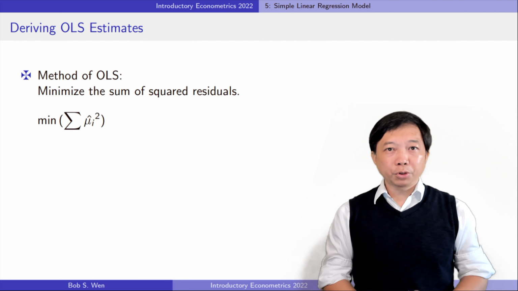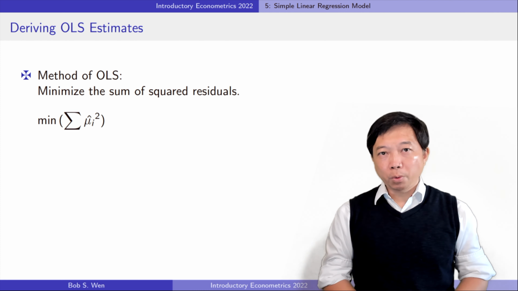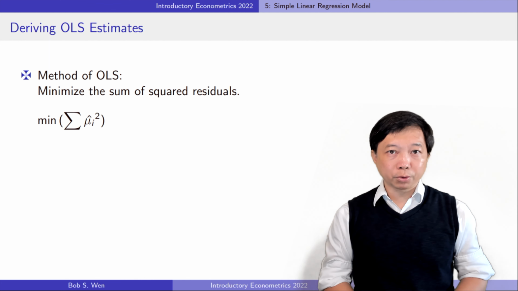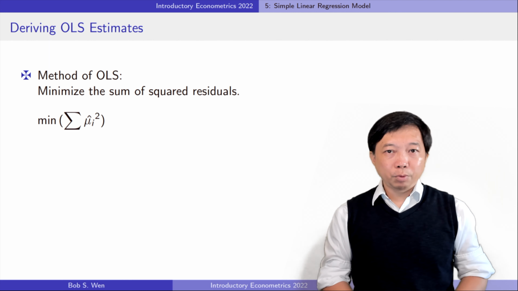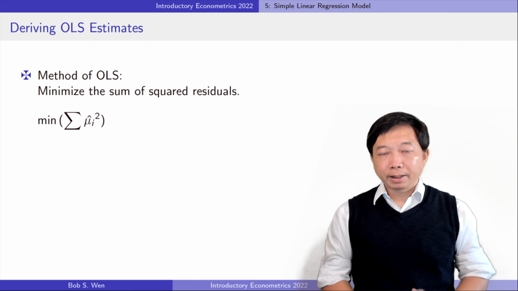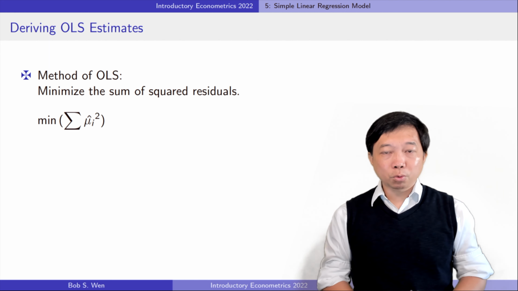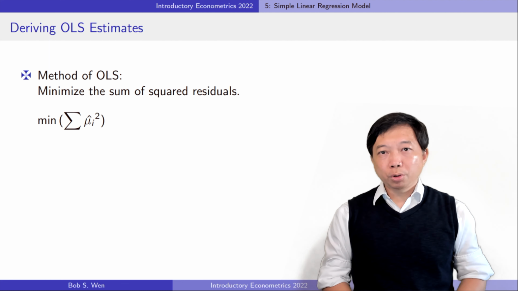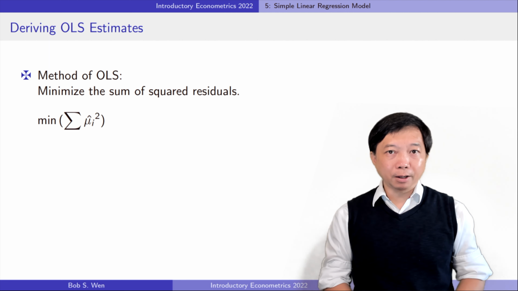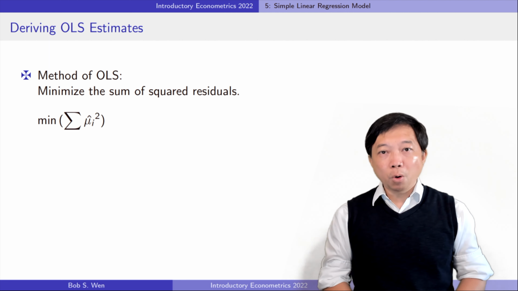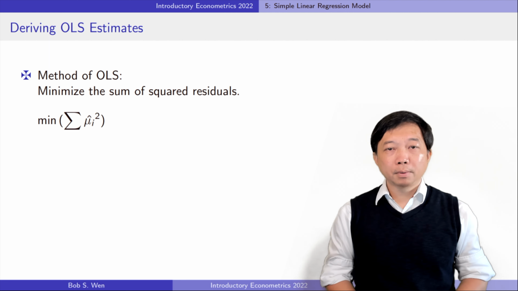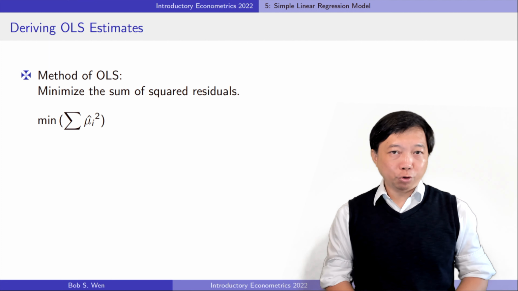The method of ordinary least squares, OLS, is to minimize the sum of the squares of the residuals. In other words, we find a straight line that goes through the observations such that the sum of the squared residuals is the smallest. The two estimates, beta hat 1 and beta hat 0, that define the straight line are the OLS estimates. Let me show you the derivation.